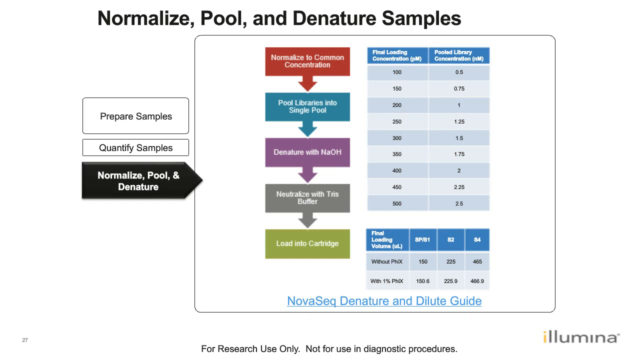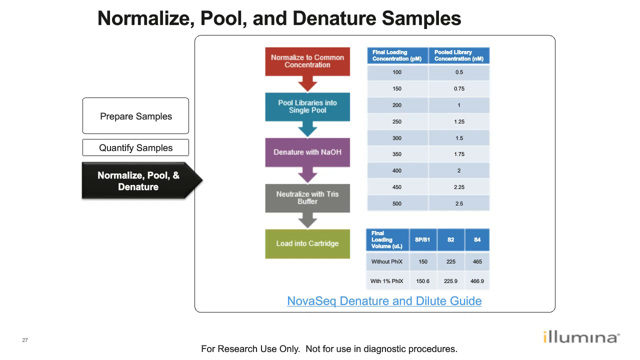In this chart, we first have the desired final loading concentration to the flow cell in picomolars on the left, and the corresponding starting concentration of that pool. So for example, if I want to load my samples at 300 picomolar for onboard cluster generation, I will need to create a pool at 1.5 nanomolar.